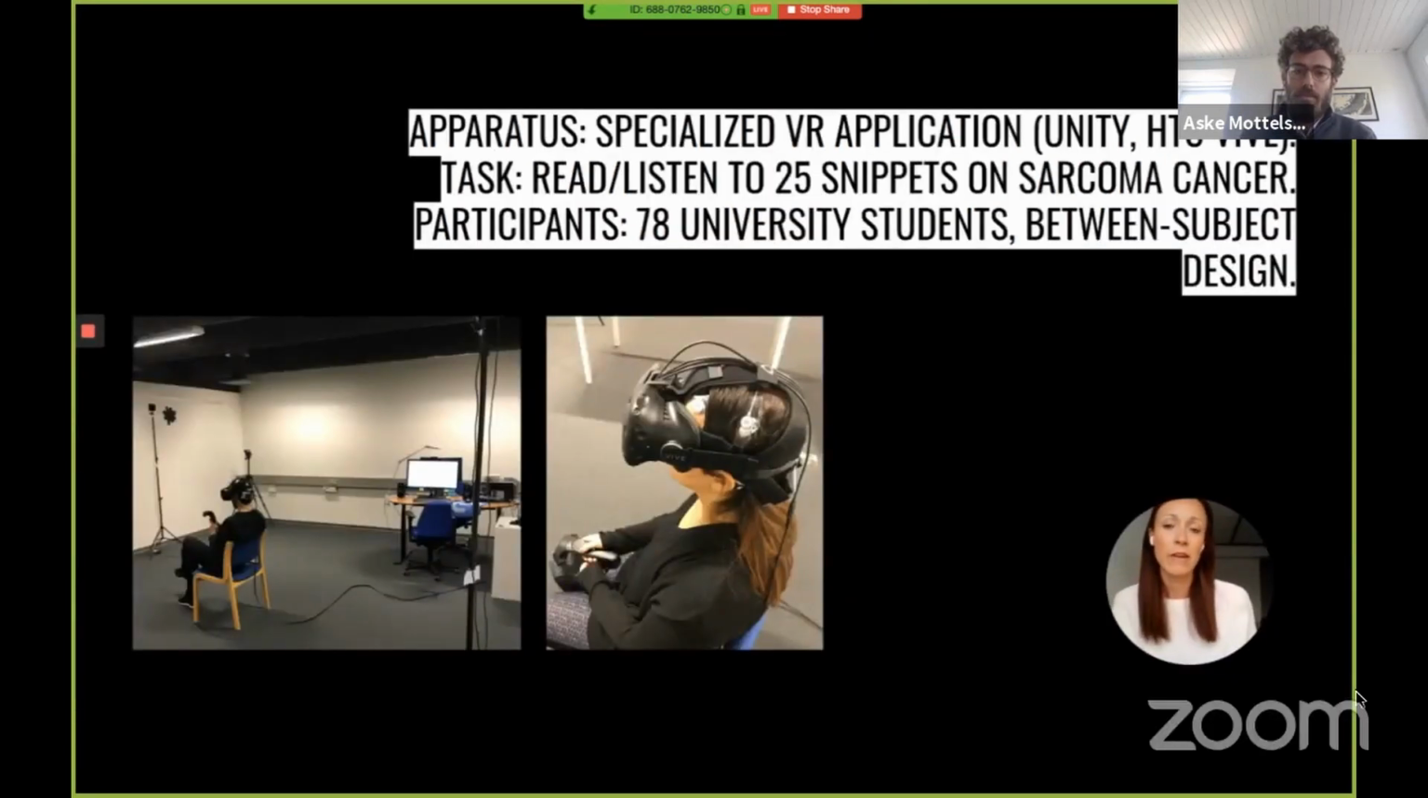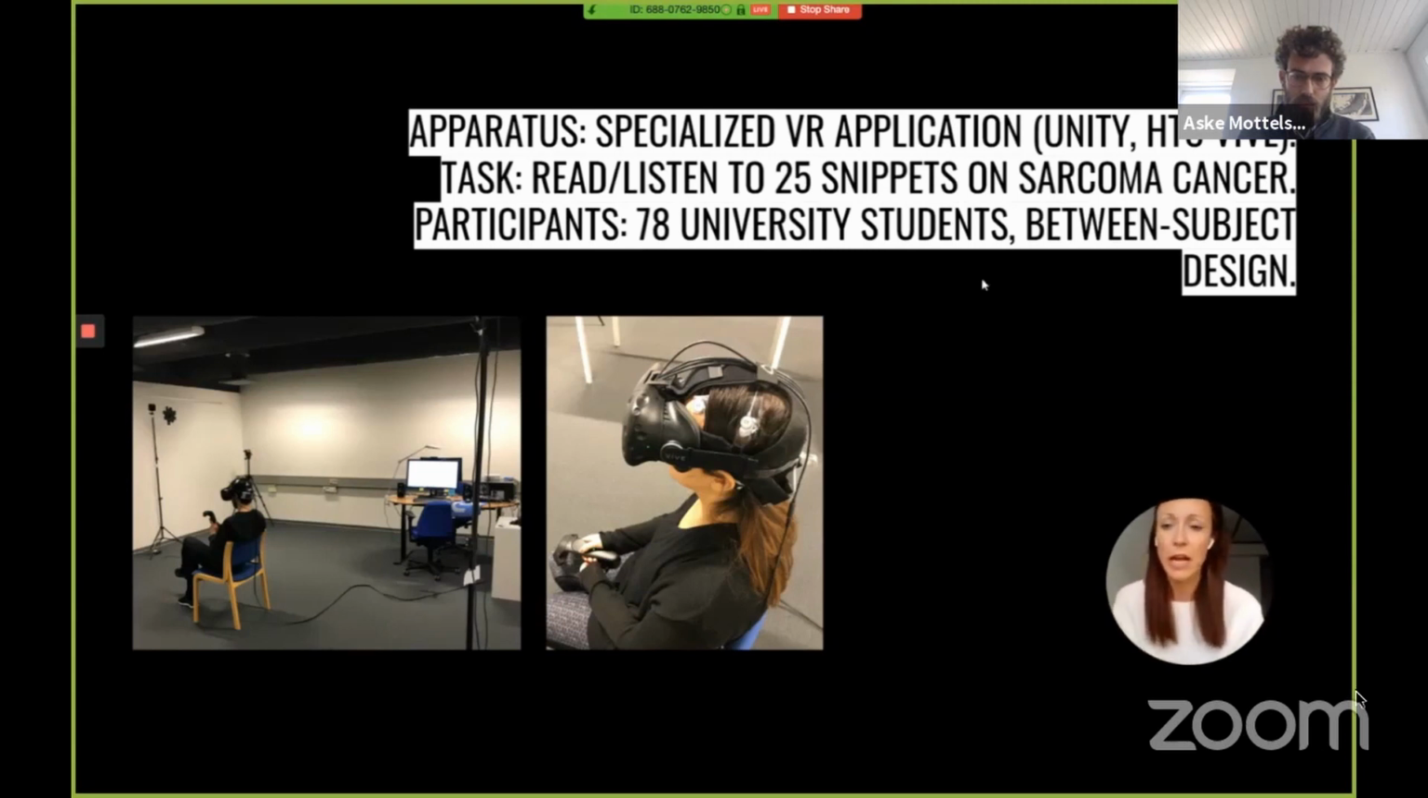So we developed a specialized VR application for this in Unity and optimized it for the HTC Vive system. The task was to read or to listen to 25 different snippets presented in these different representation formats. Each snippet had a unique information point that students had to learn on the topic of sarcoma cancer. Sarcoma cancer was chosen due to its novelty for the general population. And 78 university students participated in the study in a between-subjects design.